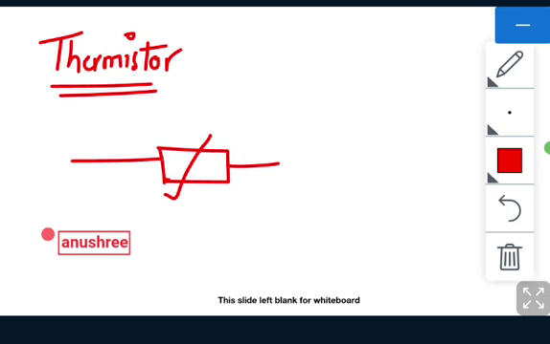Now, resistance decreases as the temperature increases, or resistance increases as the temperature decreases. These can be two cases. It's not always that resistance decreases as temperature increases, but in some, resistance decreases as temperature increases, and in some, resistance increases as the temperature decreases. But in the most common type of thermistor, the resistance decreases as the temperature increases.